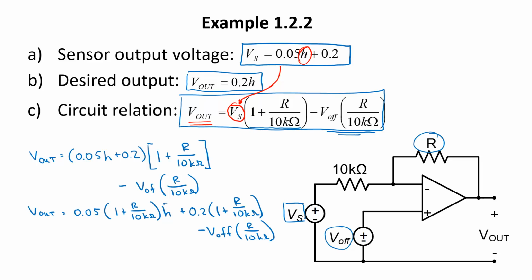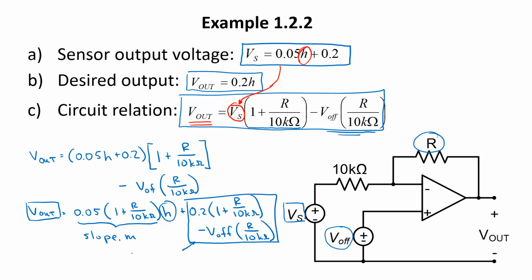H is our independent variable. V out is our dependent variable. This expression here is the slope. And this expression here is the y-intercept. We can now equate these coefficients to the coefficients that we want for our desired output. Now let's do the arithmetic and solve for R and V offset.